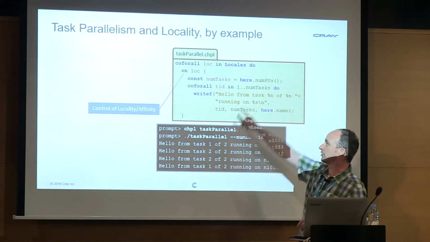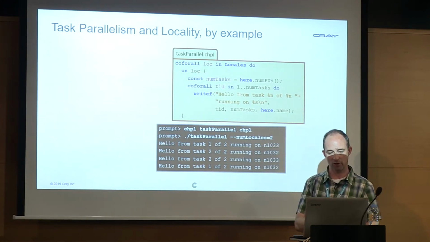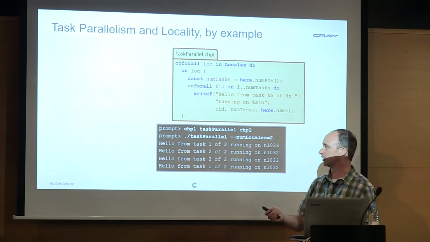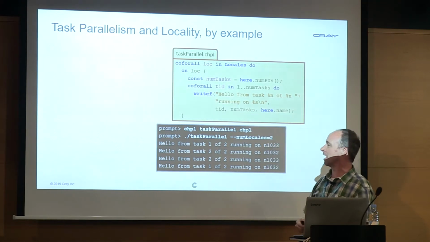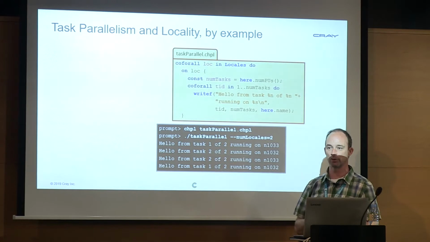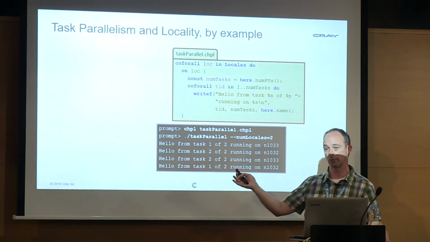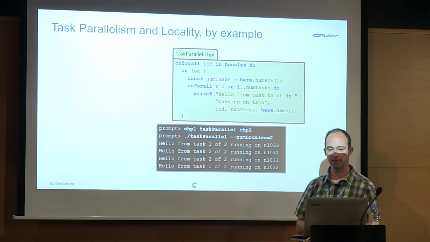Then each task is just going to run the inner loop as we saw before, query how many cores are on that compute node, and then do a nested coforall to create a number of tasks equal to that number of cores, and print out its message. So with those small changes to the top of the program, I basically changed it from a shared memory code to a distributed memory code, and I'm printing out a message for every core across my entire Cray or whatever I'm running on. Okay? So that's task parallelism in a nutshell.